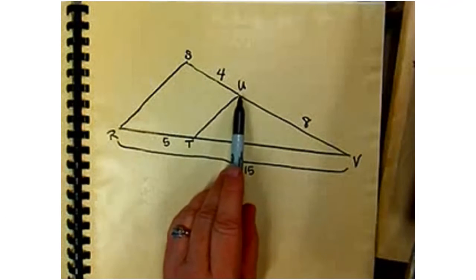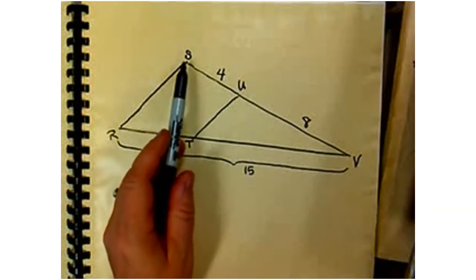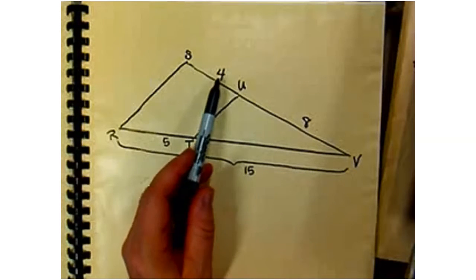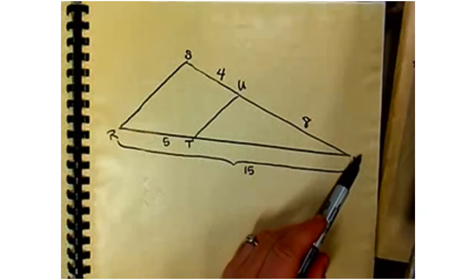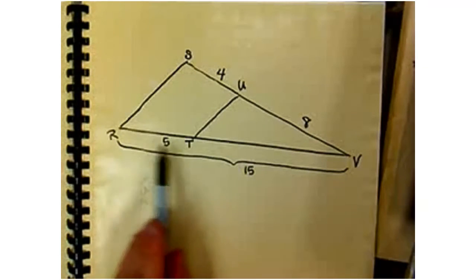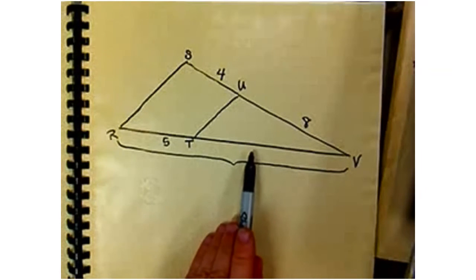I could say, okay, my top side of my little triangle is 8, and the top side of my big triangle is 12, because I have to add 8 and 4 together. So therefore, UV corresponds with SV. So UV is 8 to 12. And then down at the bottom, PV, I did some subtraction, and I know that's 10.